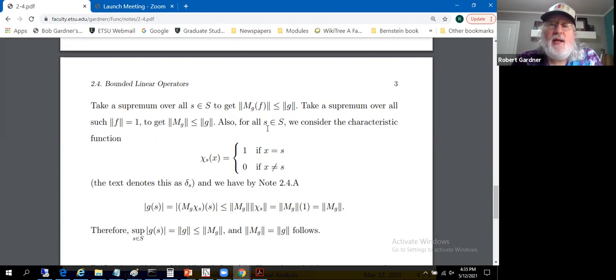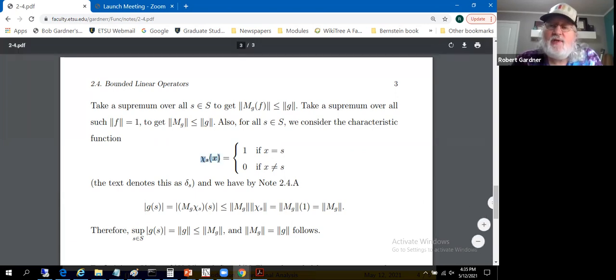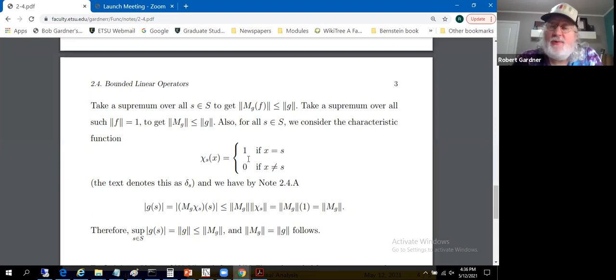For any element s in set S, consider the characteristic function chi sub s of x to be 1 if x equals s and 0 otherwise. Probably you encountered characteristic functions possibly in senior level analysis, certainly in graduate real analysis 1. Characteristic functions come up on sets. Here we've got a characteristic function that's 1 just at a single point. So there's a function that's 0 everywhere except at s, where it takes on the value 1.